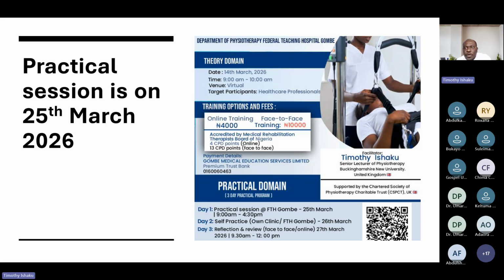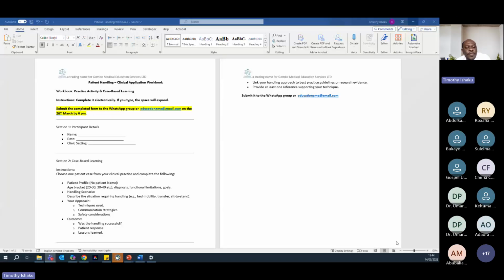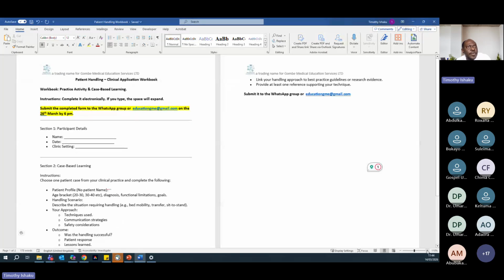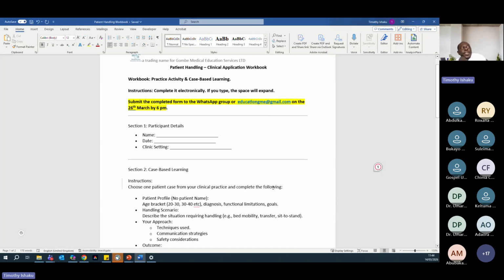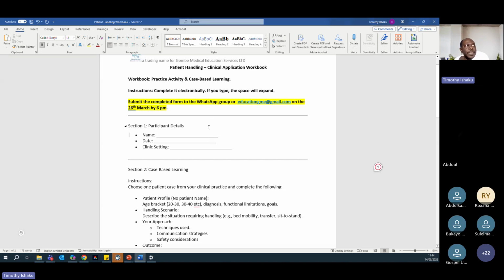Just to introduce the logbook, I'm going to share my screen. So this is the logbook that we will be using for the practical. I expect it to be completed electronically, preferably digitally. I'm going to add this to the WhatsApp group. All you need to do is put in your details and the clinic setting. What type of setting are you practicing in?